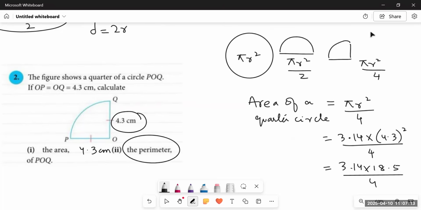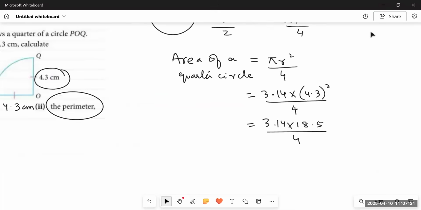So the answer would be 58.09. And then we will divide it by 4. So the final answer would be 14.5. And this is the final answer, 14.5 centimeter square.